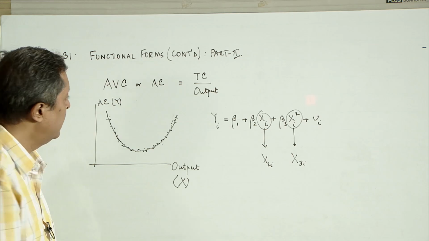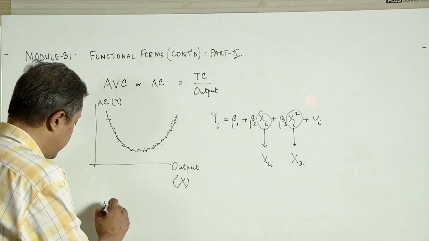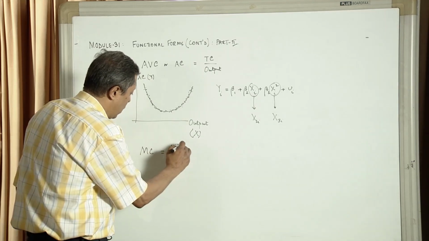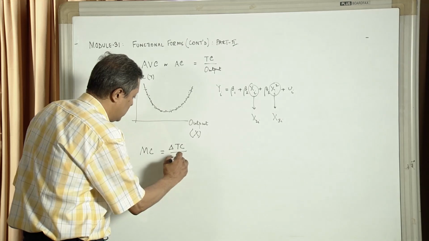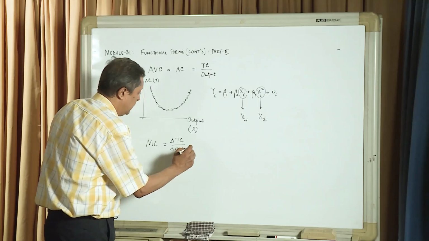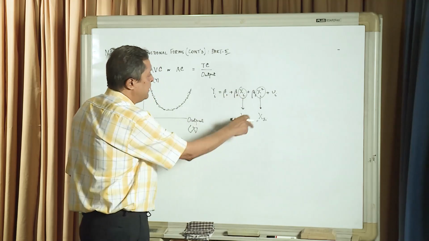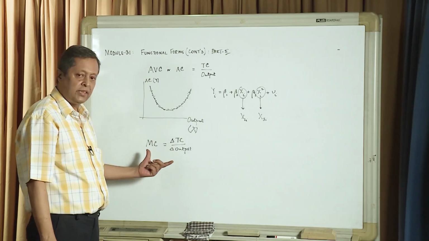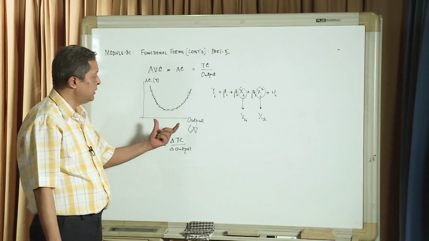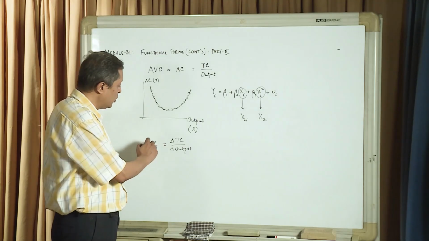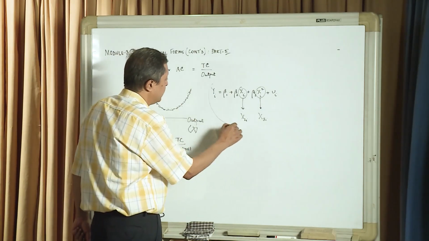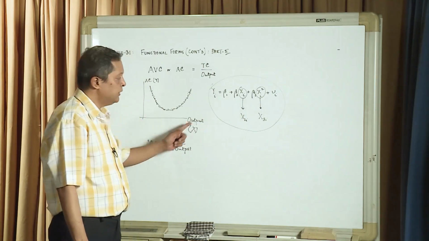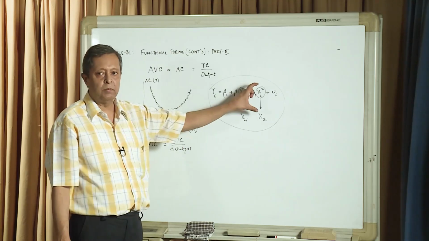In a similar way, the marginal cost MC, which is the change in total cost due to change in output, is also captured by the same kind of model. So, the shapes of the average cost and marginal cost are similar. Their positions differ, but their shapes are similar. And so, we can also capture this marginal cost with the help of the same model. Obviously, the data will be different and the estimates will also be different, but the format of the model remains the same.